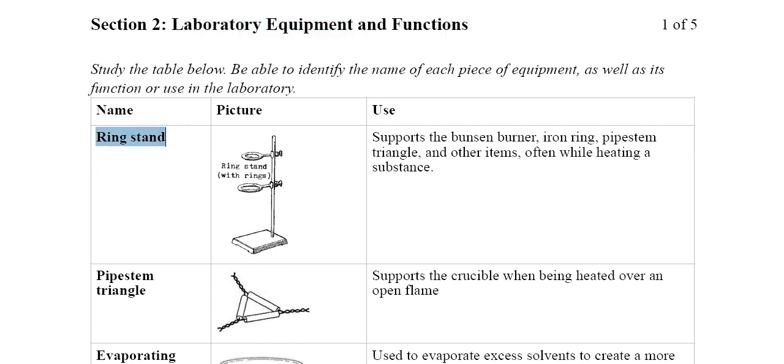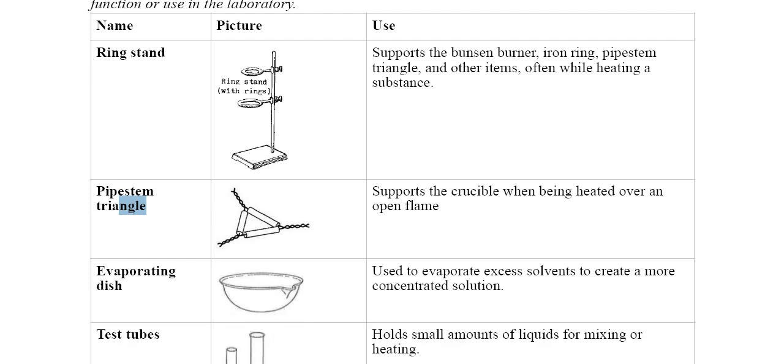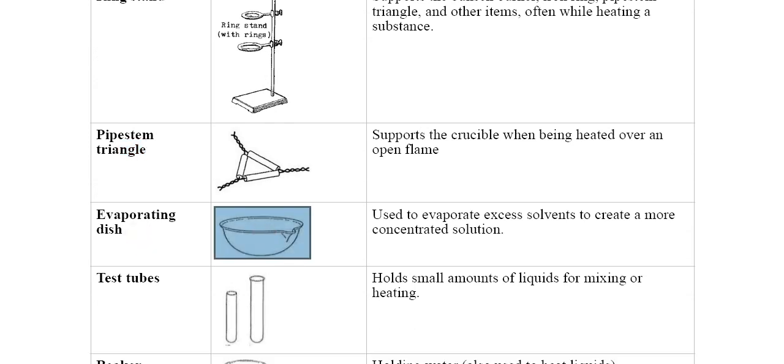Number 1, ring stands. A ring stand is used to support the benzene burner, iron ring, pipette triangle, and other items, often while heating a substance. Pipette triangle supports the crucible when being heated over an open flame. Evaporating dish. It's used to evaporate excess solvents to create more concentrated solutions.